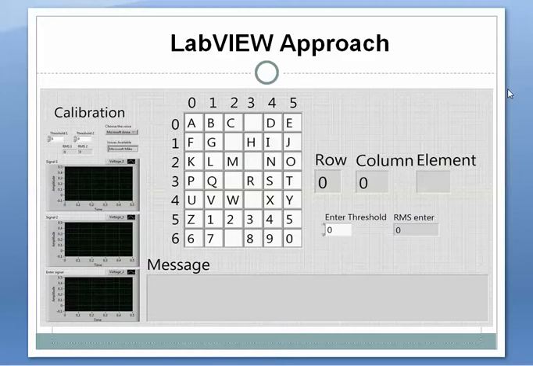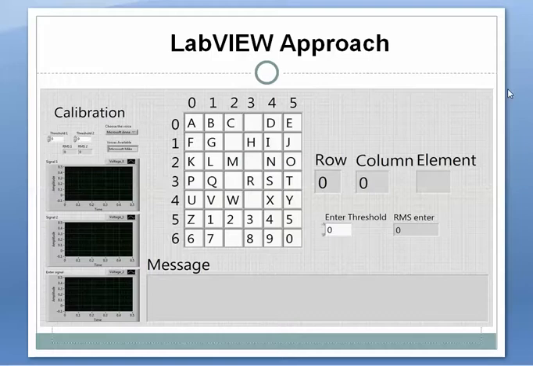In order to explain our software approach, it would be beneficial to look at the LabVIEW front panel. Prior to user interaction, the left side of the panel is operated by the technician for calibration and setting the RMS threshold. In the middle, the user interacts with the alphanumeric keyboard array by contracting their biceps to control the rows and columns value. These values correspond to the array's indices and thus to a keyboard element such as a specific letter, number, or space.